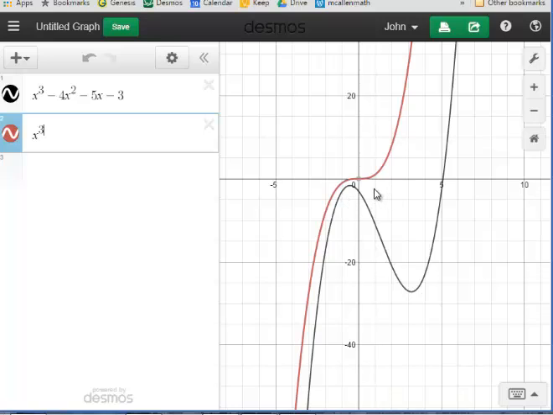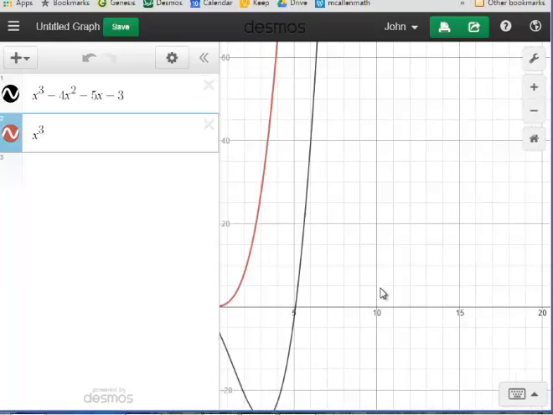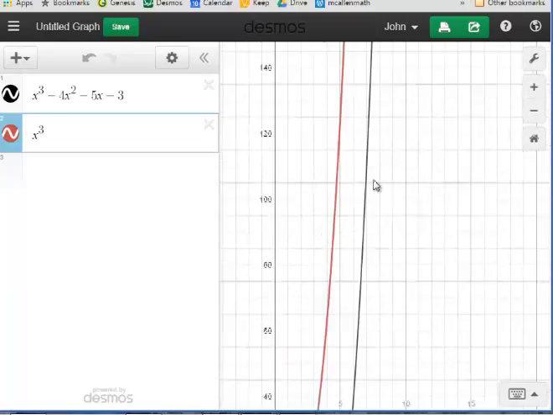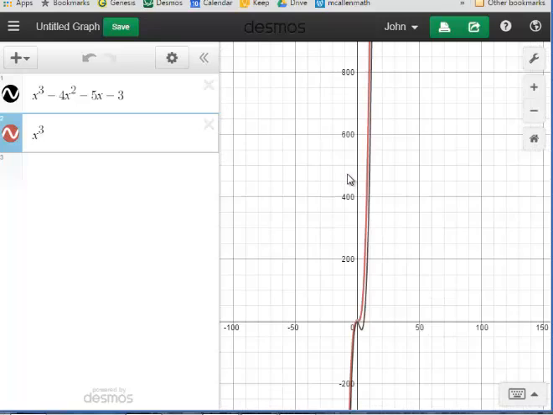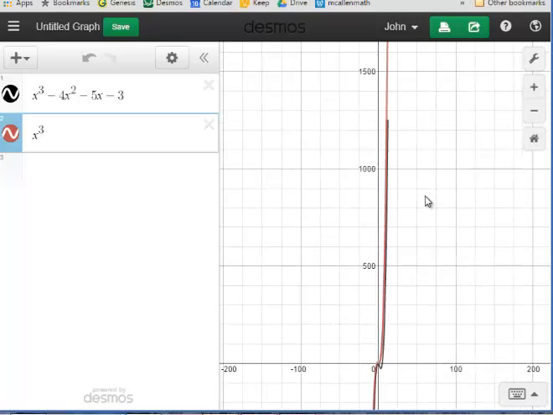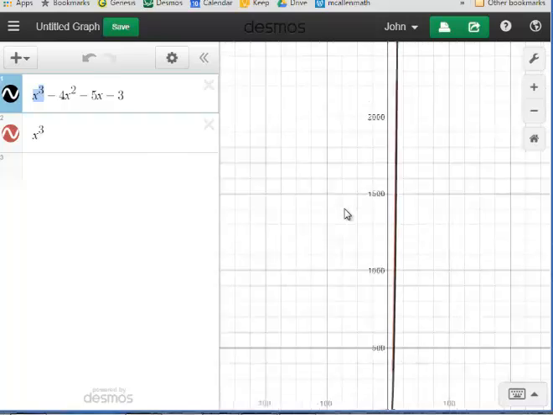But the black function and the red function won't start looking like each other until we zoom out and look at what's happening at the ends. So if I go over on this side and zoom out, and keep going out towards the ends, you can see that as I zoom out further and further, the black and the red function become the same. As x gets really, really large and y gets really, really large, the end behavior of the cubed function matches the four-term polynomial function.